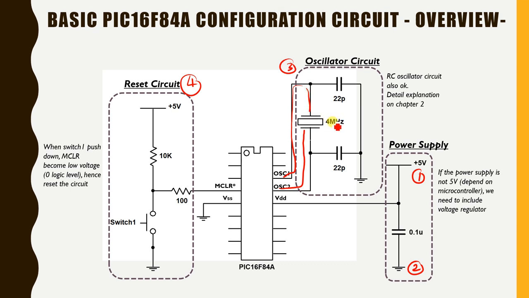For this example, we use a 4 megahertz crystal, but you can have 4 megahertz, 8 megahertz, 16 megahertz, and so on. And then we have a coupling capacitor which goes to the ground. And then for the reset circuit, we have a pull up resistor of 10k, and then we have a switch to the ground, and then there is a connection to M clear. So this 100 ohm resistor is just to limit the current. By right, the current is really small, so there's nothing to worry about.